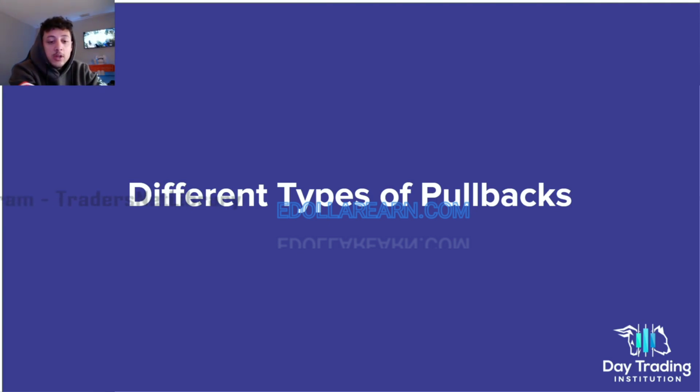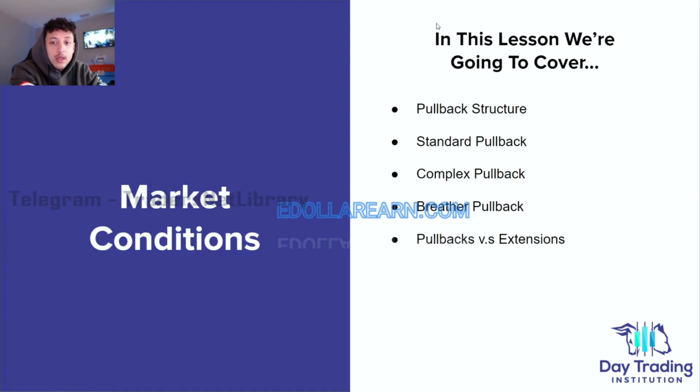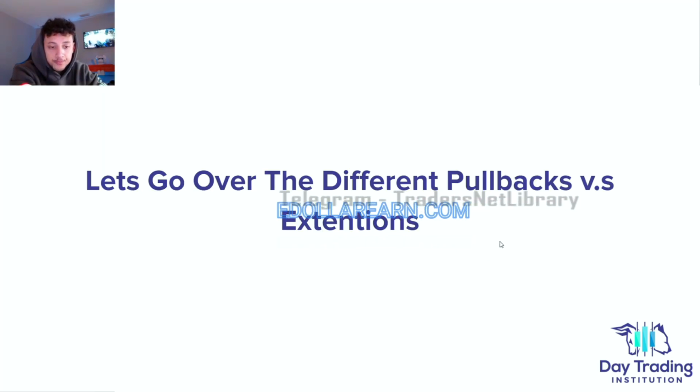And then in the next video, we're going to go into the actual chart and go a little bit deeper into pullbacks. Now, in this lesson, what we're going to cover is pullback structure, what a standard pullback is, a complex pullback, and what I like to call a breather pullback. And then we're also going to go over pullbacks versus extensions and what the difference between both of them is.